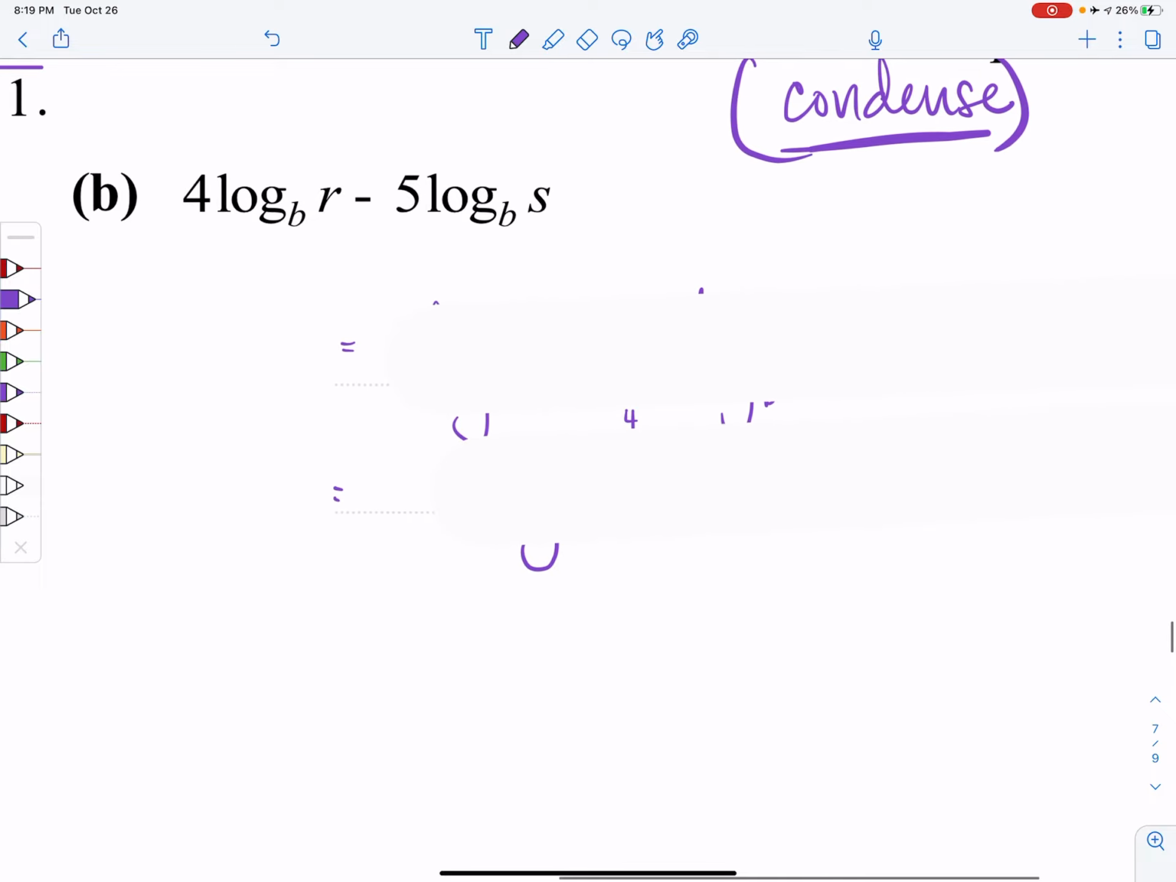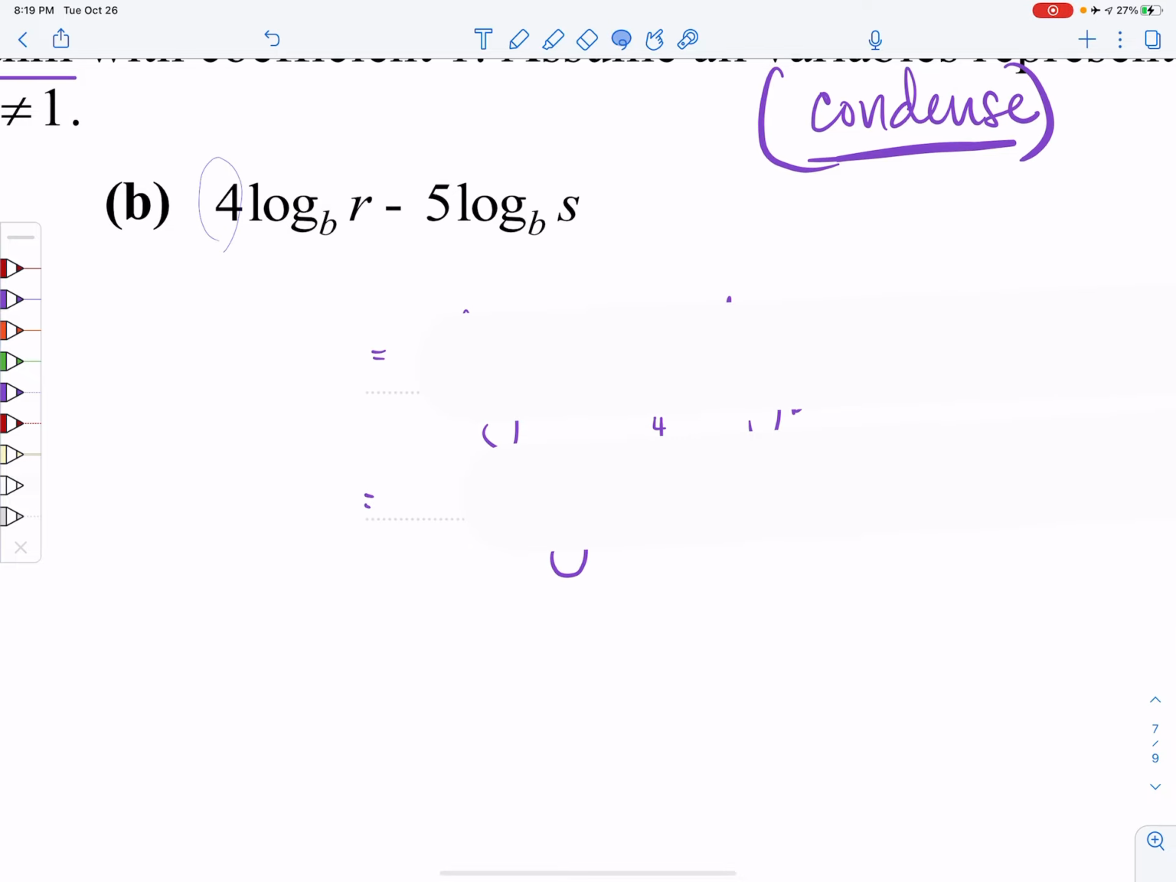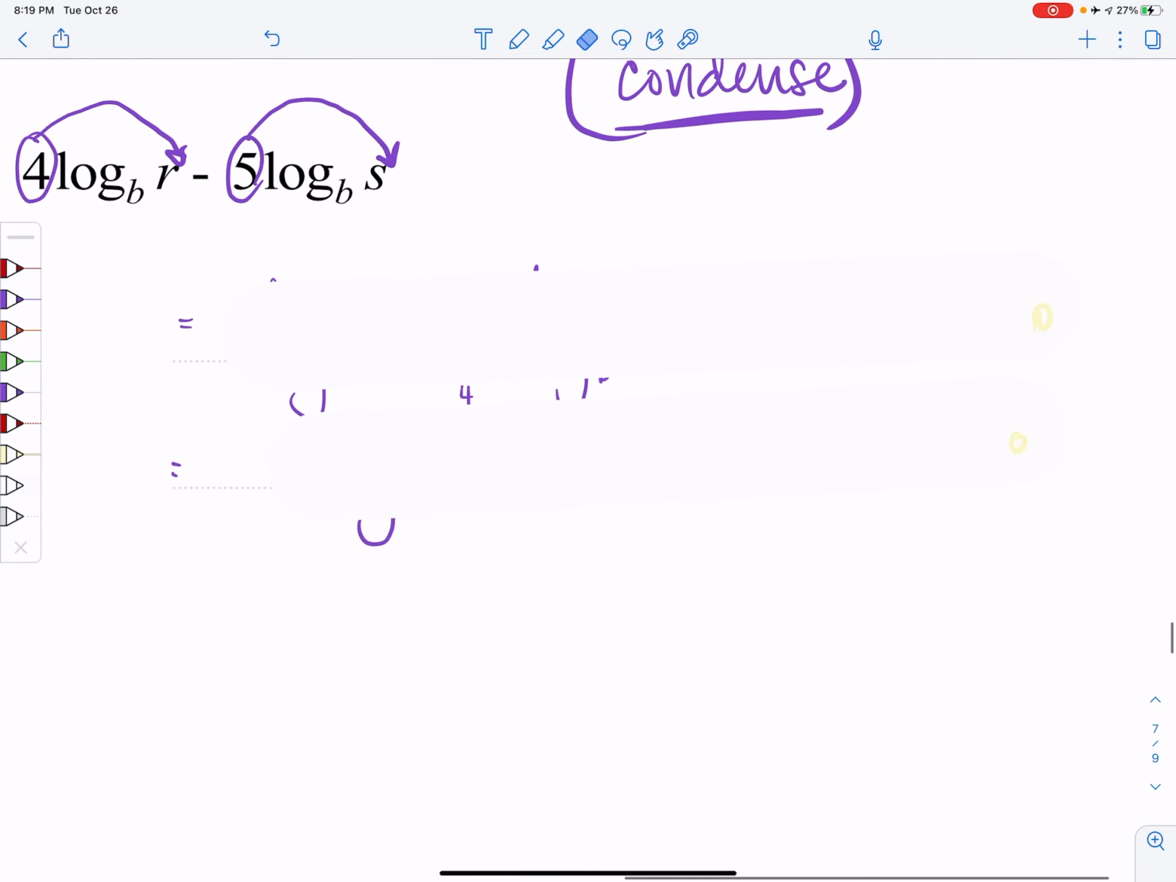All right, let's look at letter B. Now when I look at my logs, please don't see this as a log minus a log because it isn't. My 4 and this 5 are messing with things. So the first thing that we're going to do is work the power rule. Let's take this power and put it back where it belongs, and this 5 as a power, let's put it back where it belongs. So that's the first thing that we're going to do here.